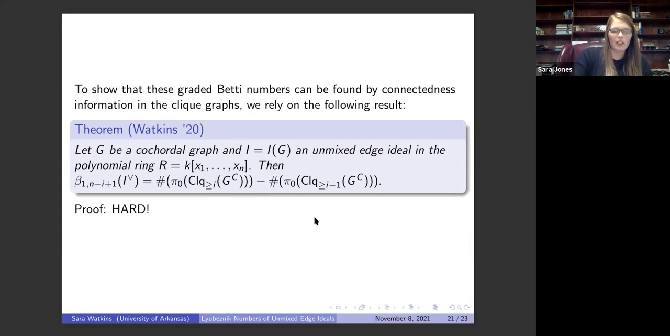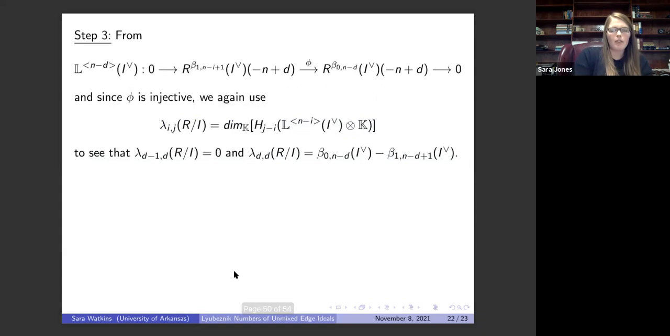So notice that this already gives us our CI entries in the Lyubeznik table. We just saw in the previous slide that all those upper diagonals are given by the first Betti number, and this now shows that the Betti number is given by the connected components in the click graph. So all the CIs are now calculated. All we need now are those bottom 2 entries. So we'll look at that. That's step 3. We need the n minus d linear strand to do that.